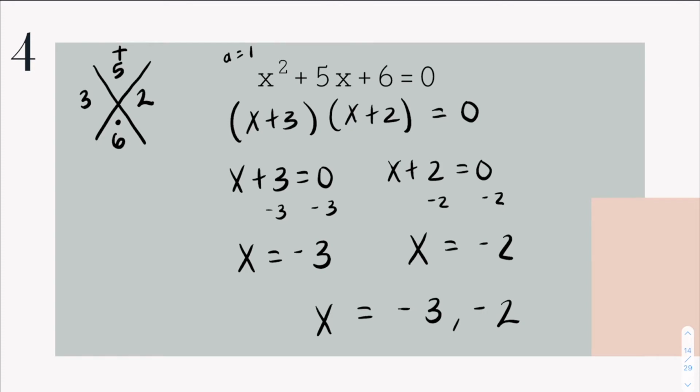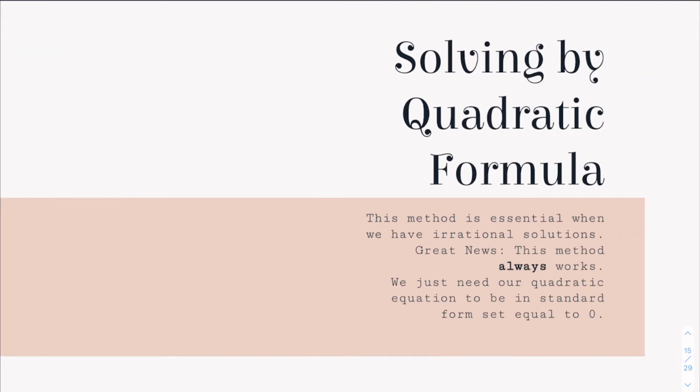All right, now let's go over solving quadratics by the quadratic formula. This method is essential when we have irrational solutions. That means we graph our quadratic and we see decimals we don't recognize, or we're trying to factor and we're unable to factor. The great news about this formula, this method always works. We just have to get our equation in standard form and then set it equal to 0.